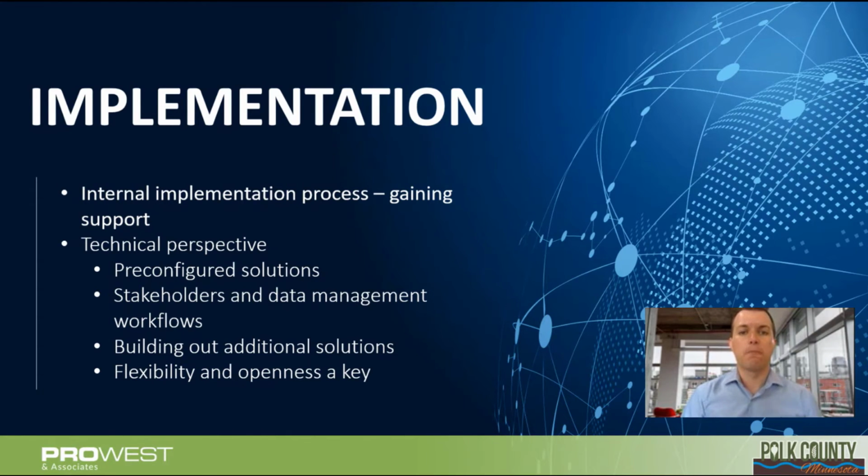And flexibility and openness in terms of stakeholders and the way that they perform their tasks was really important to ensuring that staff were able to maintain some of the ancillary data that goes with the equitable property value.